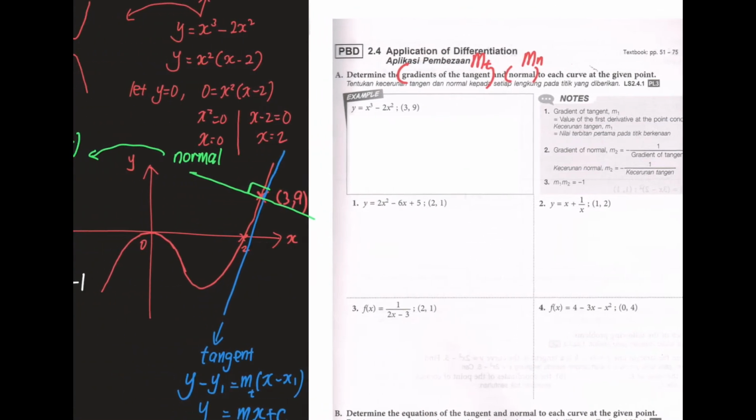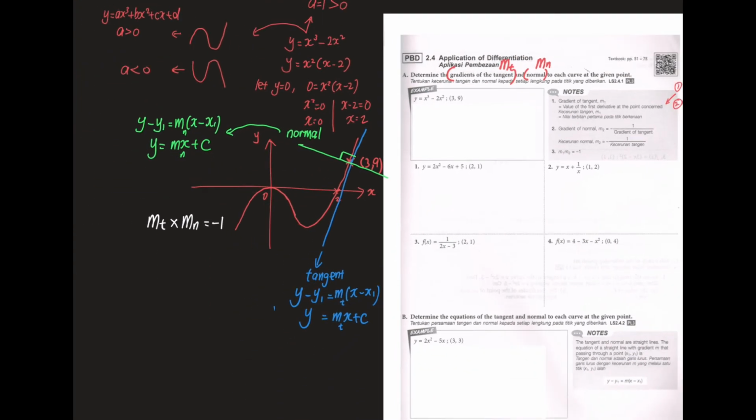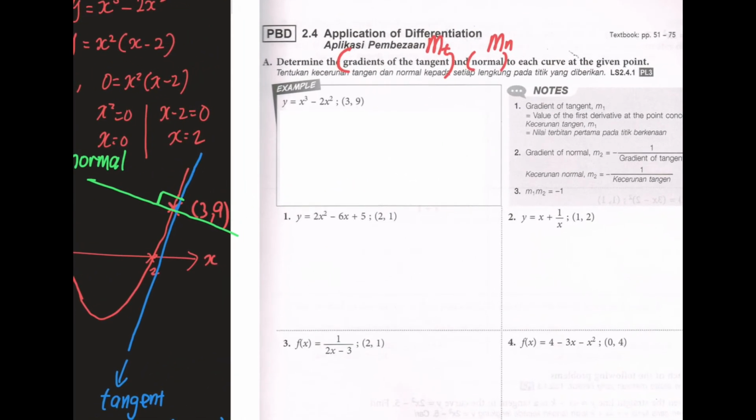Okay, then let's see an example. I already drew the graph for your illustration. What to do is just follow the steps here. Differentiate the curve. This is the curve: y equals x cubed minus 2x squared, and you can see the curve over there as well. So we just need to differentiate the curve. dy over dx equals 3x squared minus 4x. Now we have differentiated already.